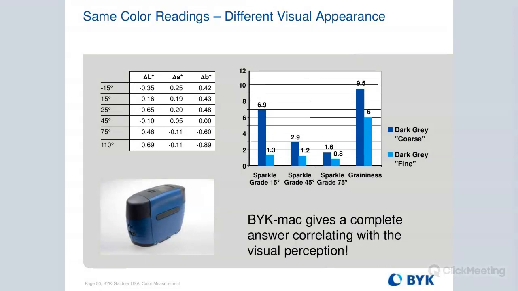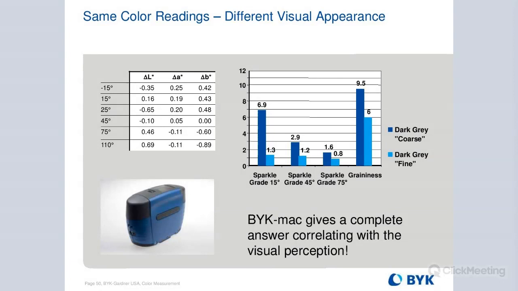Again, that's kind of a default. It can depend upon the actual color, but in general, we want to use both the color measurement and the sparkle measurement to determine if something is visually acceptable.